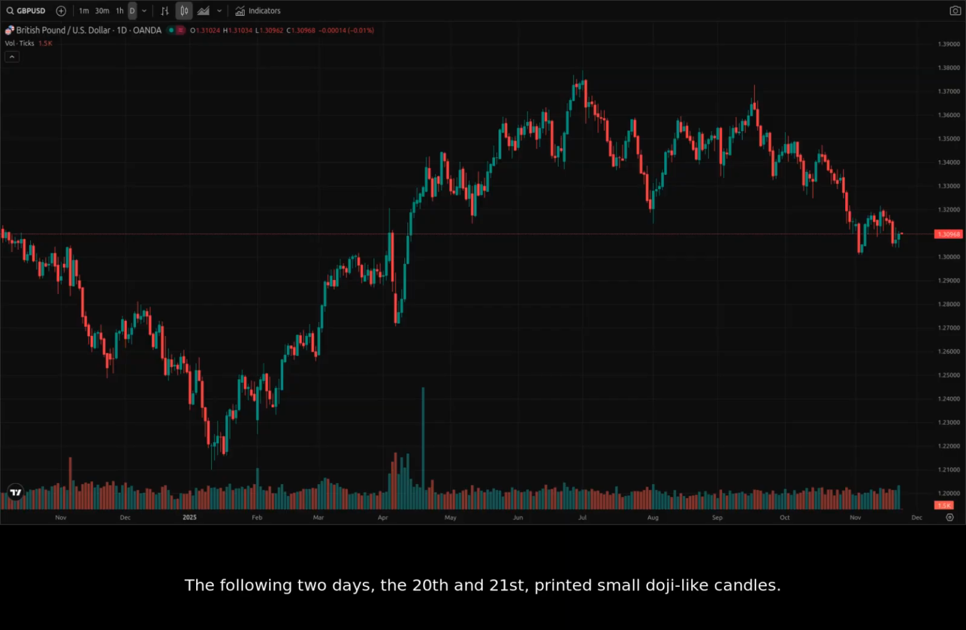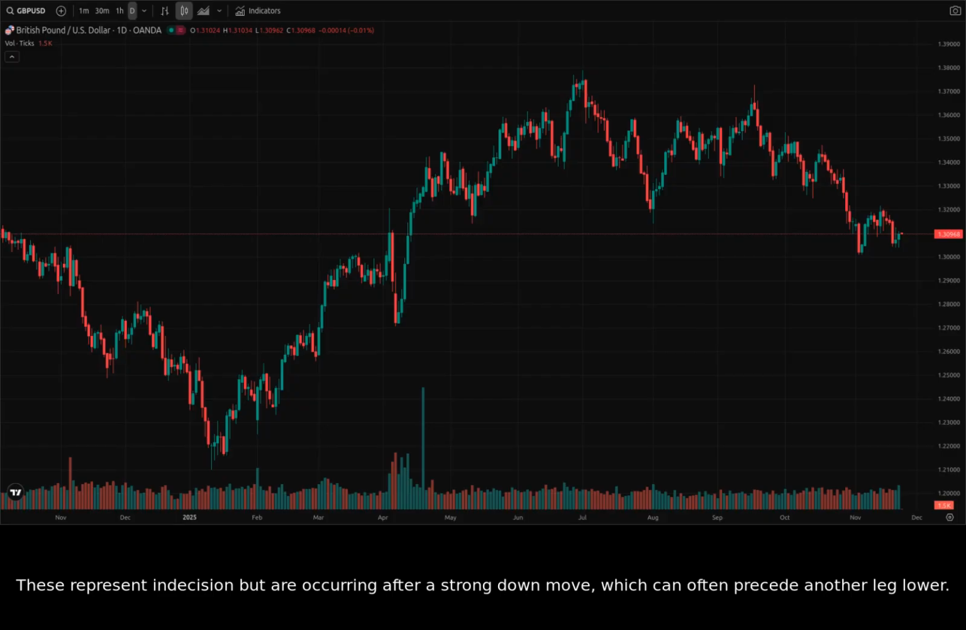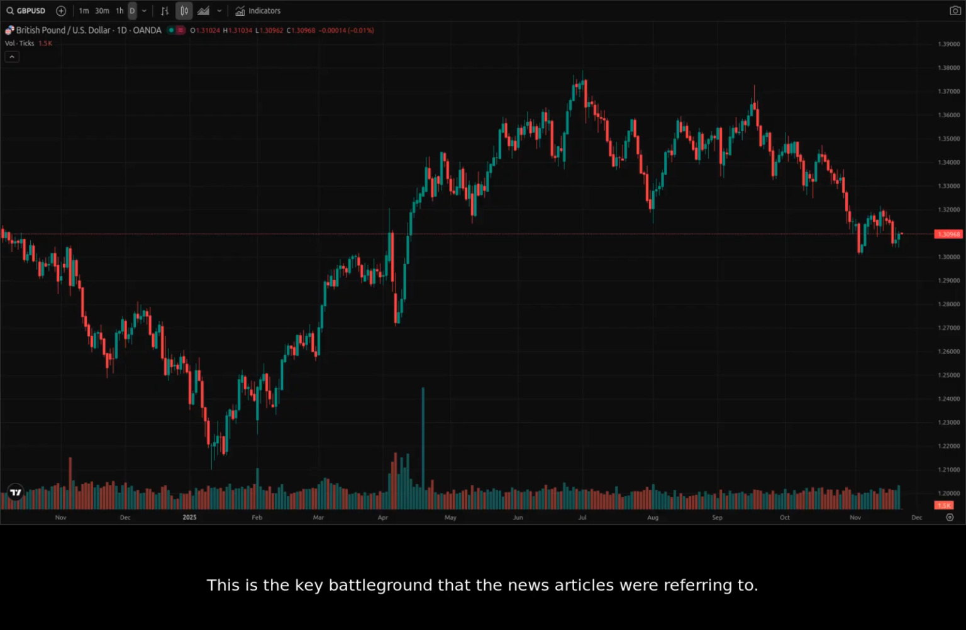The following 2 days, the 20th and 21st, printed small doji-like candles. These represent indecision but are occurring after a strong down move, which can often precede another leg lower. This price action shows that while the selling has paused, buyers have not yet stepped in with any real conviction. This is the key battleground that the news articles were referring to.